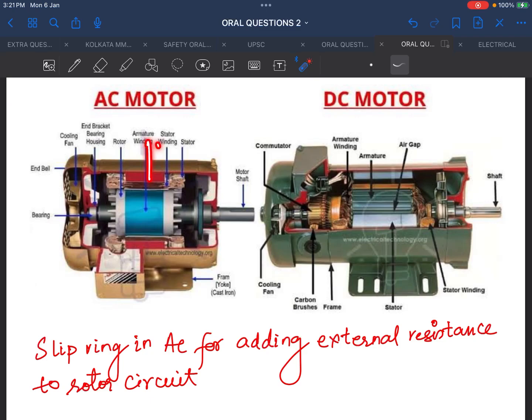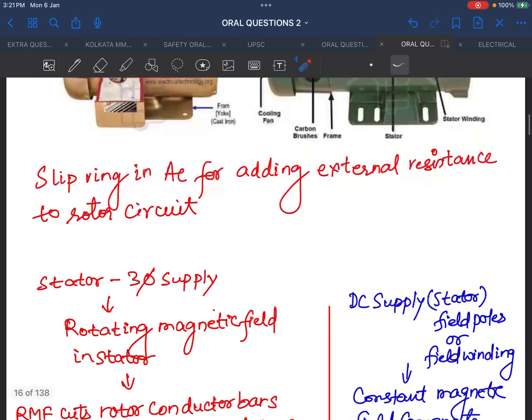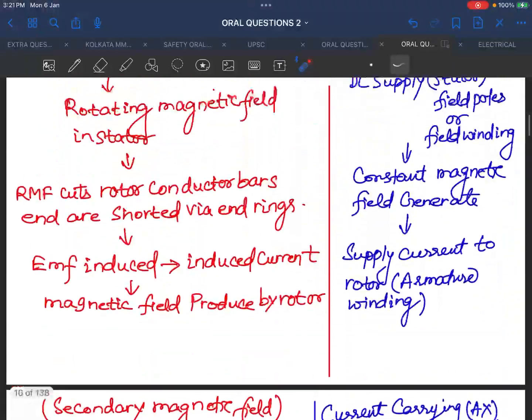In simple language, when we give the three phase supply, it interacts with the rotor circuit and EMF is induced, which induces a current, and this current induces a secondary magnetic field. When this secondary magnetic field interacts with the stator's rotating magnetic field, due to the relative motion between the stator magnetic field and rotor magnetic field, a torque is produced, and this torque starts rotating the motor. In simple language I will show you here.